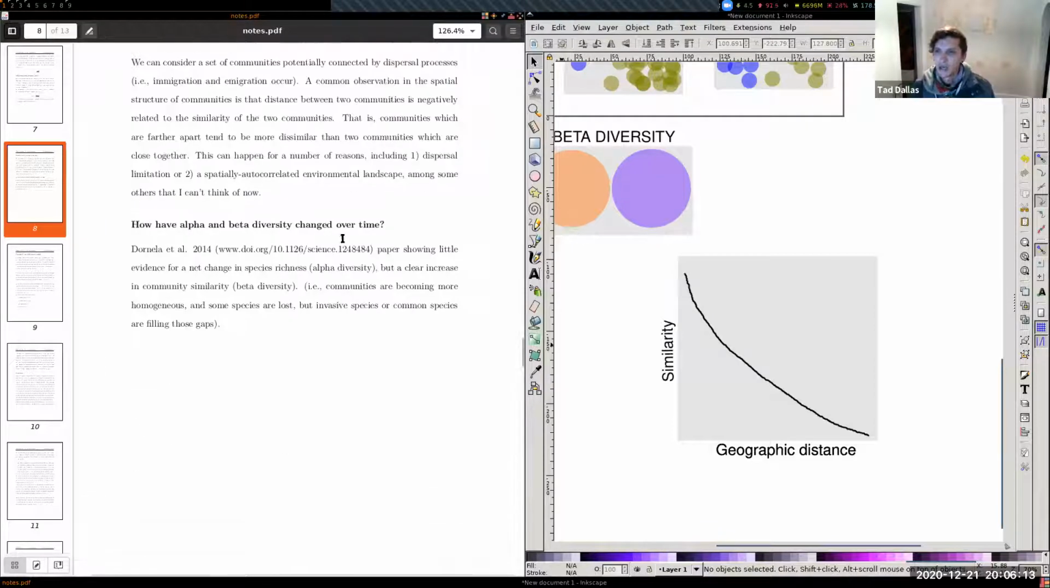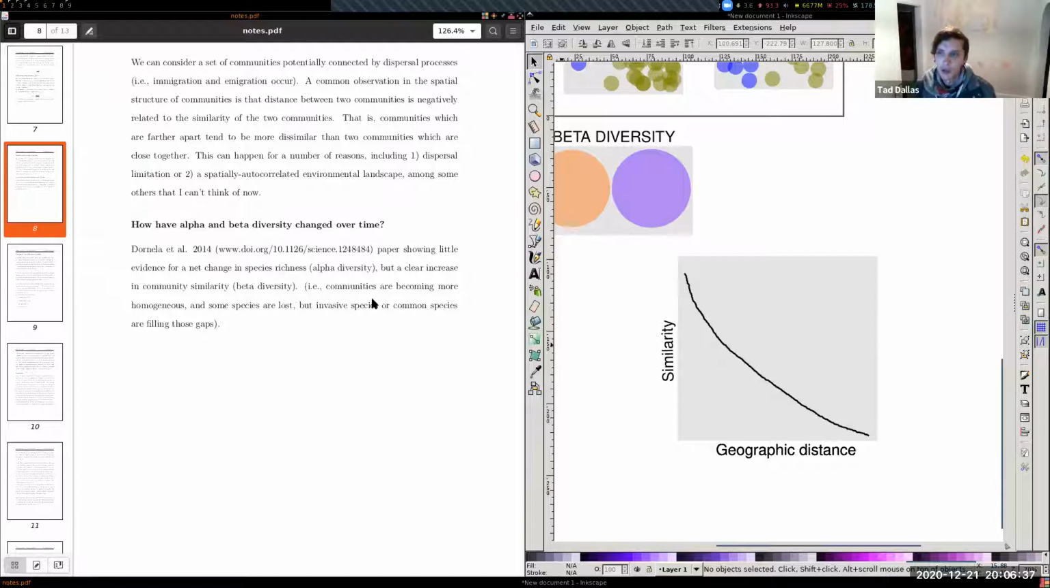And the last little bit of this lecture, before I think I will actually stop and do this as 2 different lectures just to give myself a break, is thinking about how alpha, beta, and gamma, I guess not really gamma, diversity have changed over time.